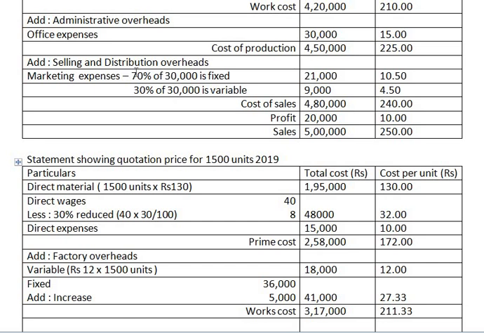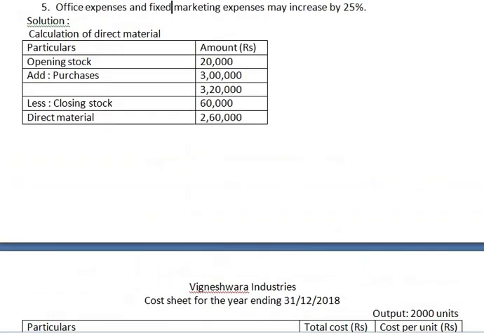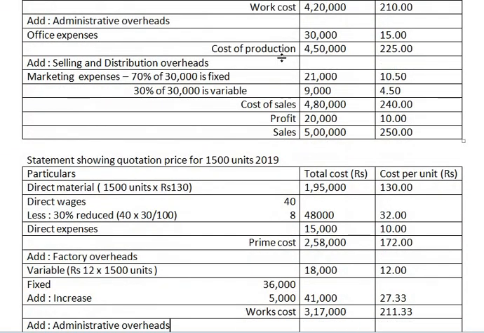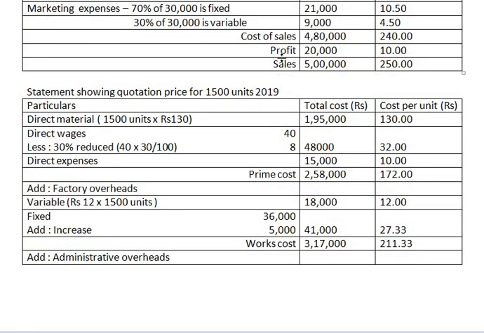Next is add administrative overheads. Related to administrative overheads, there is an adjustment. Just go through. Office expenses and fixed marketing expenses may increase by 25%. So office expense is going to increase by 25%.